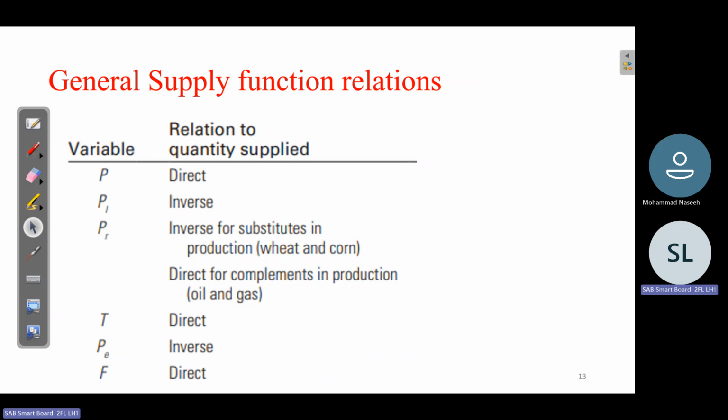When P increases, profit increases, therefore quantity supplied increases. When P increases, profit will increase, resulting in quantity supplied increasing.